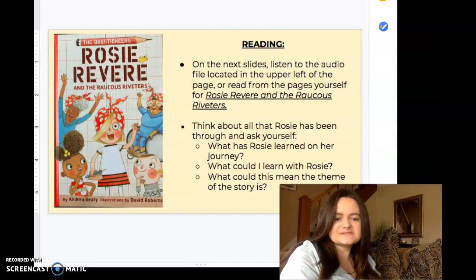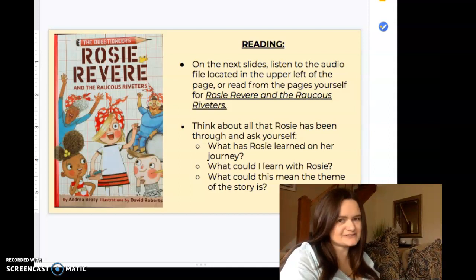You are going to answer your thoughts on the theme or life lesson today that Rosie has learned. Enjoy this portion of Rosie Revere.